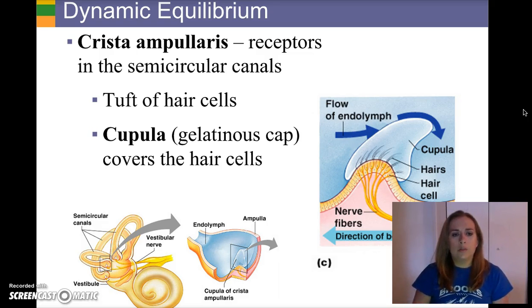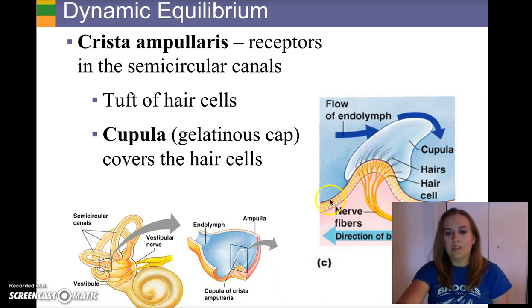With dynamic equilibrium, here we're looking at the crista ampullaris, and these are receptors in the semicircular canal. With static equilibrium, we're talking about the vestibule. With dynamic equilibrium, we're looking at the crista ampullaris. These receptors are tufts of hair cells. You have the hair cells embedded within that, and then on top of it you have a gelatinous cap called the cupula, and this is going to cover the hair cells.